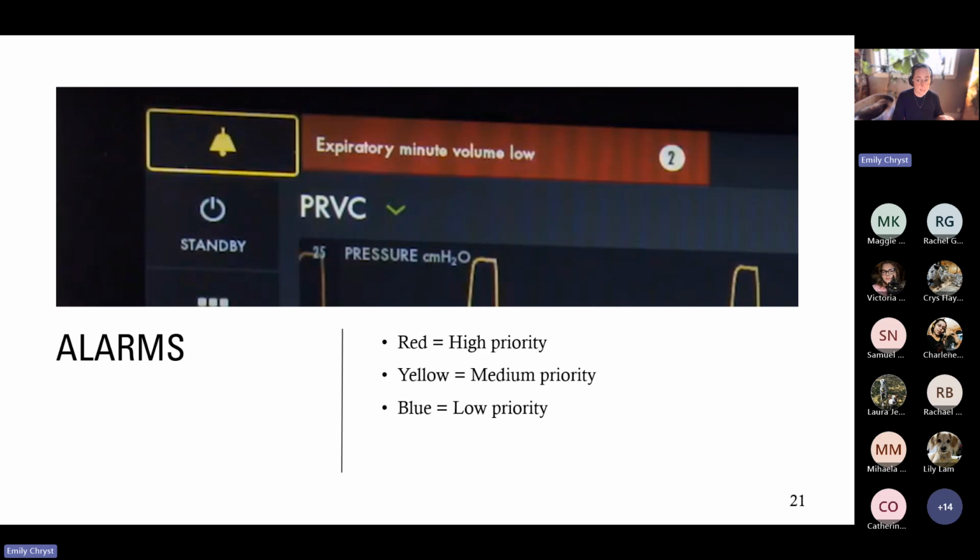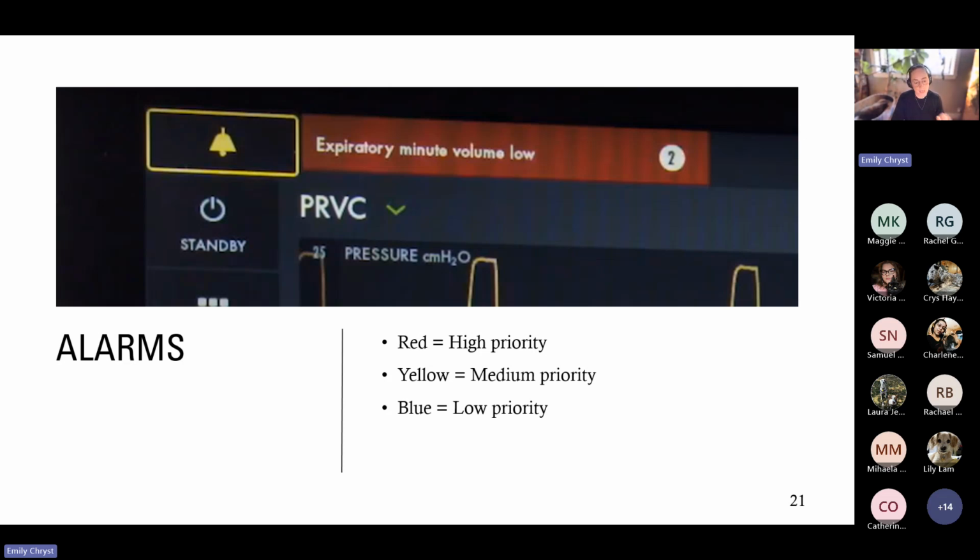You can silence the alarms. It will only silence them for 2 minutes. So of course, if you forget, it's gonna yell at you again. And your criticalist can adjust alarm limits based on the patient too. So they can set limits that the ventilator will alarm based on what they expect the patient to do.